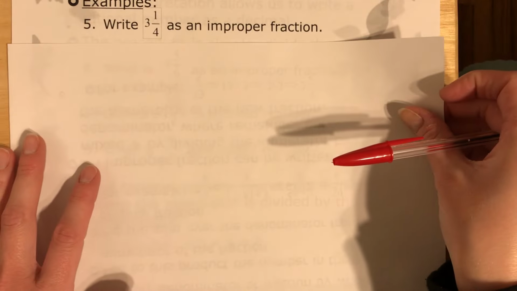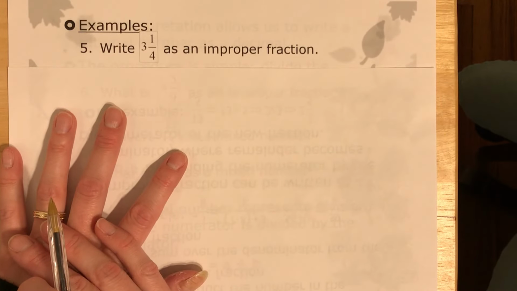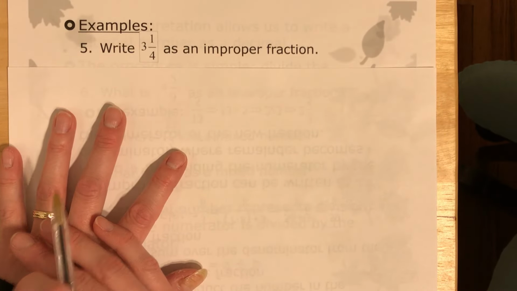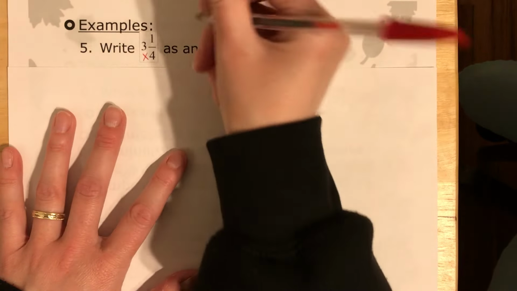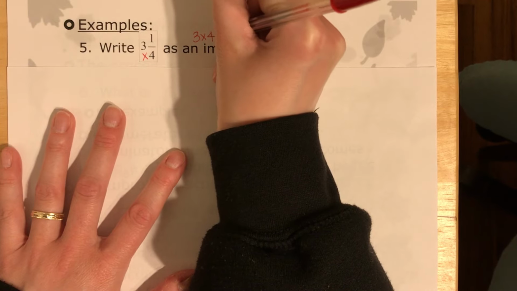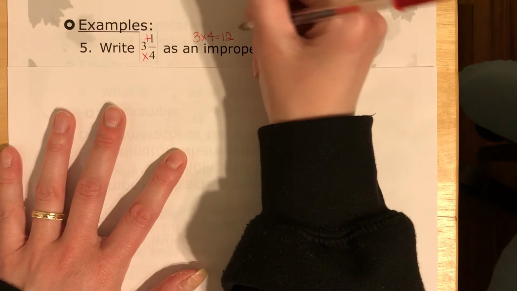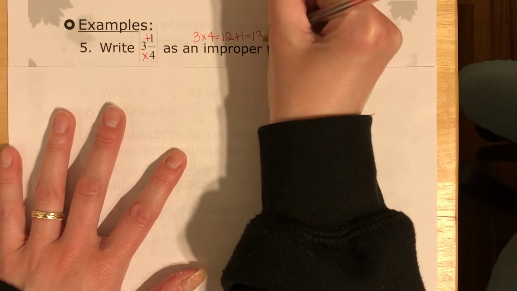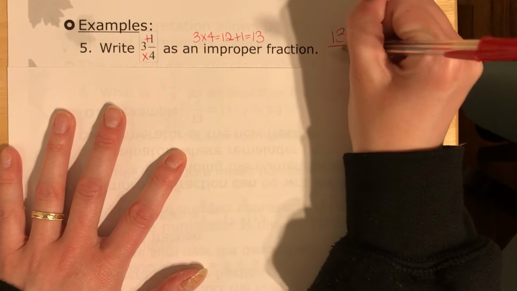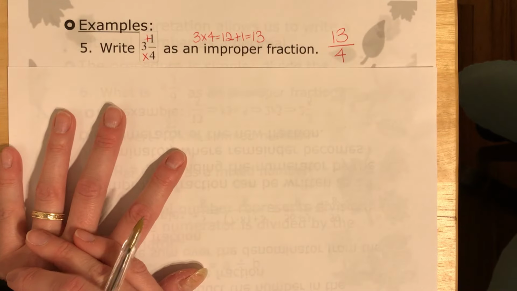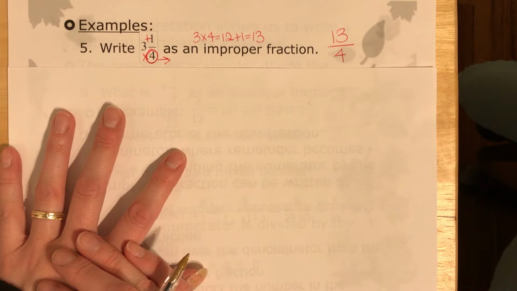All right, so let's do some more examples. Write 3 1/4 as an improper fraction. So I multiply 3 times 4. 3 times 4 is 12. And then I'm going to add the 1. I get 13. That is my numerator. Denominator does not change. So I'm just going to carry it over. So 13/4.